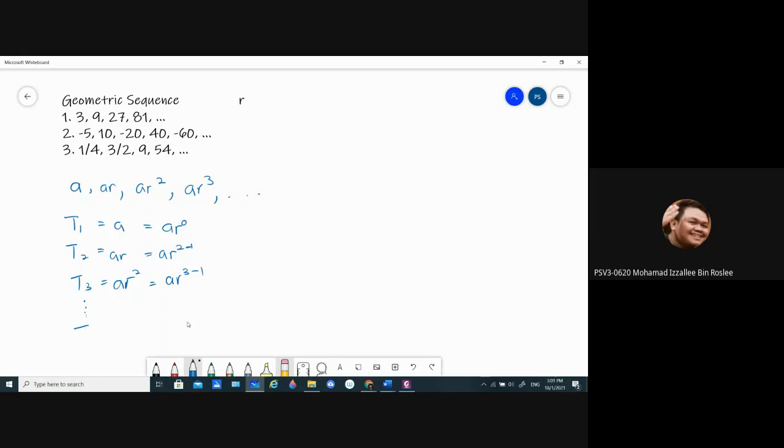From here, term N will be AR to the power of N minus 1. 2 is 2 minus 1, 3 is 3 minus 1. So term N will be AR to the power of N minus 1. Correct. So this is AR^(n-1), where A is the first term, R is the common ratio, and N is the number of terms.